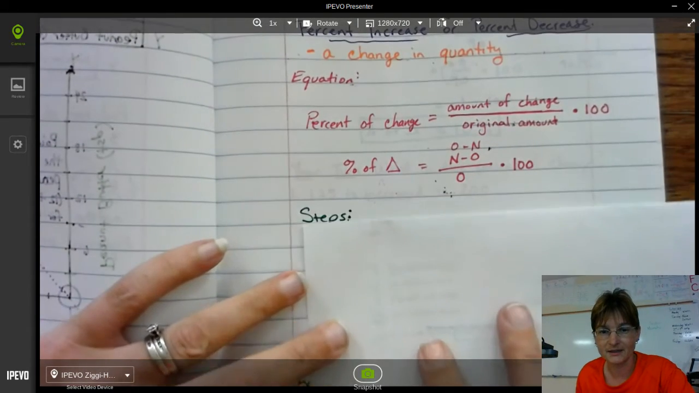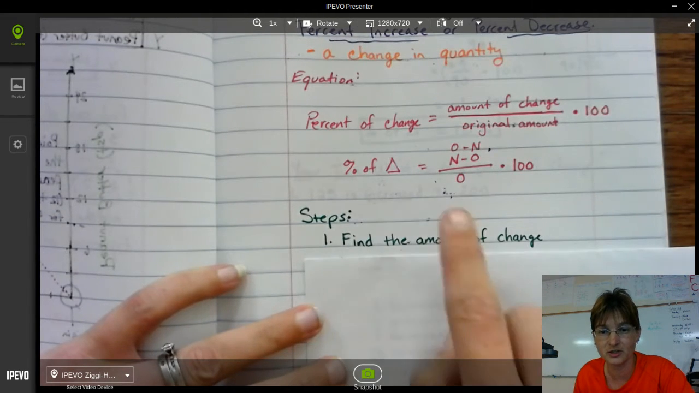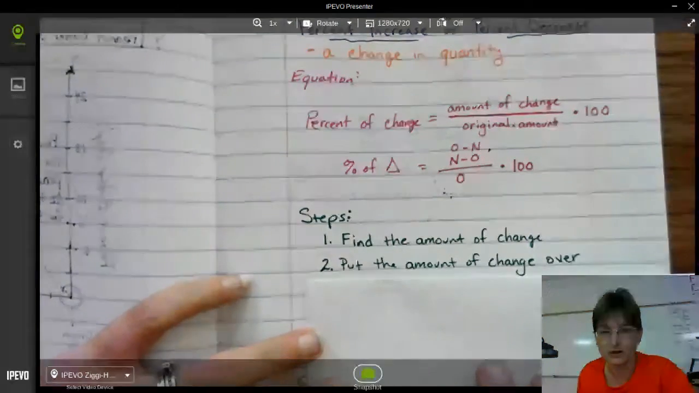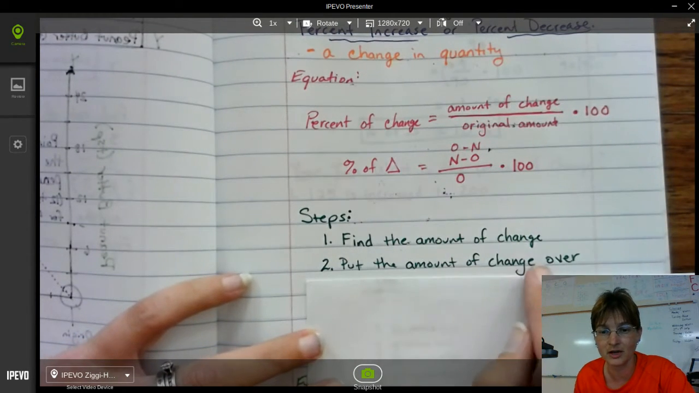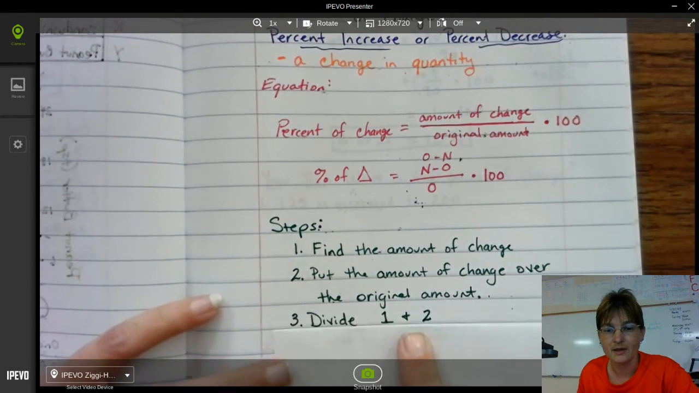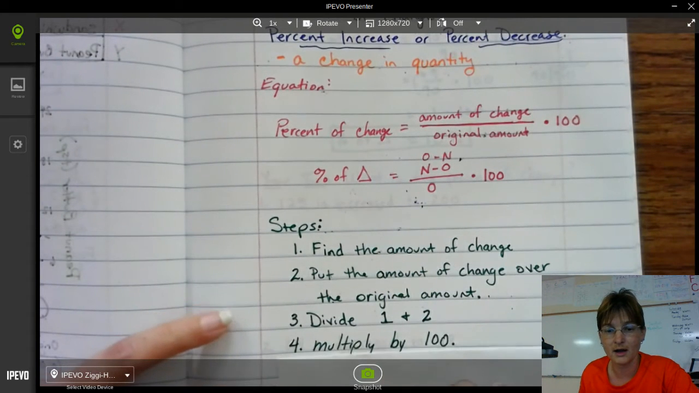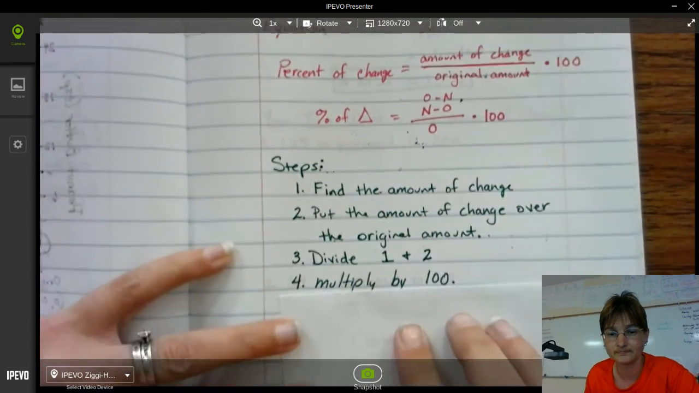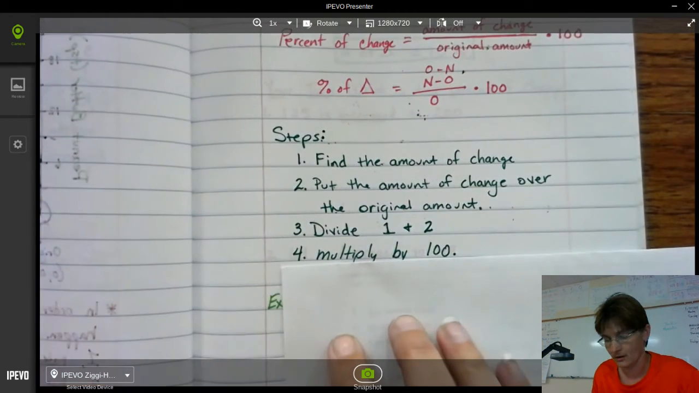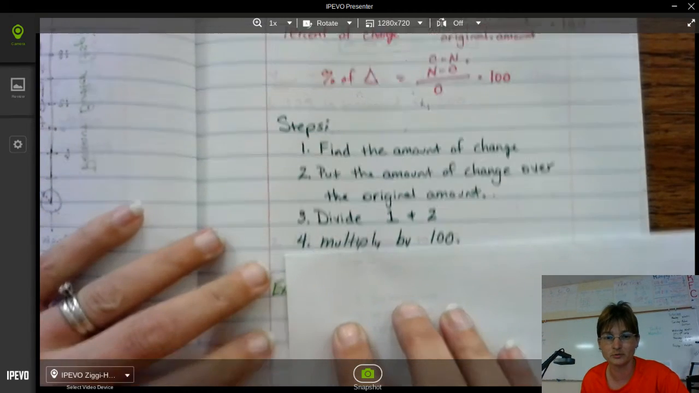Okay, I have that in steps. So the first step is find the amount of change. That's your subtraction, new minus old, original, or original minus the new. Then you're going to put that amount of change over the original amount. Then you would divide the amount of change by the original amount and then multiply by 100. Okay, so let's go ahead and look at some examples.